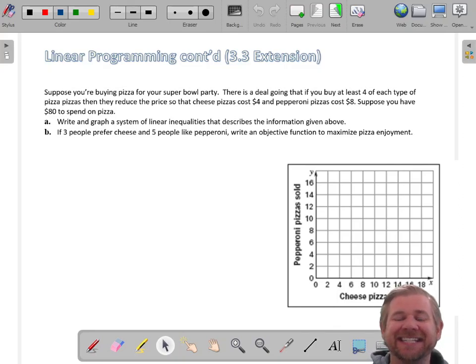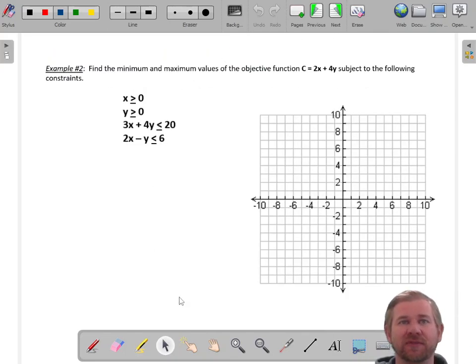Hello everyone, let's continue with our linear programming. So we're going to actually write the constraints from some context. This is a word problem. Before I do the one with creating the constraints, let's do the second one here. It doesn't have any of the word problems to it, so we'll just review the process.